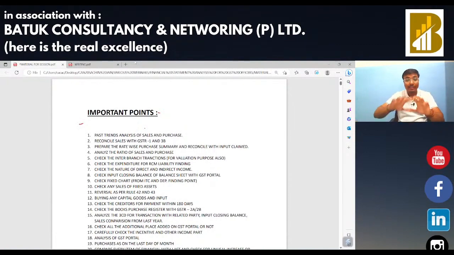In this session we are going to completely discuss the analysis of financial statements from the GST audit point of view. As I am a departmental authority, how do I need to check each and everything in the financial statement?